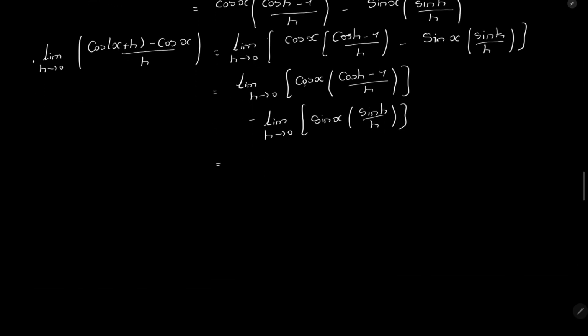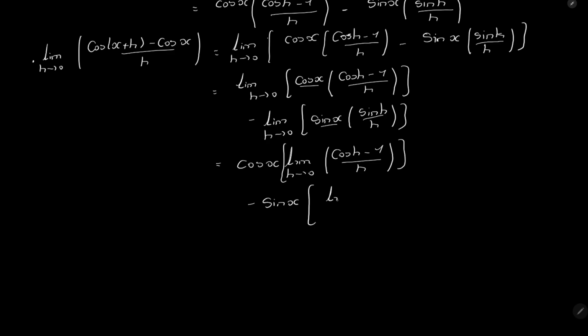We can then take these terms cos x and sine x out of the limits. Why? Because these terms are not dependent on h. They are not dependent on the variable of the limit. That means they are invariable. They cannot change in this limit. So we can take them out. That is cos x into the limit as h tends to 0 of the bracket cos h minus 1 on h, minus sine x into the limit as h tends to 0 of sine h on h.